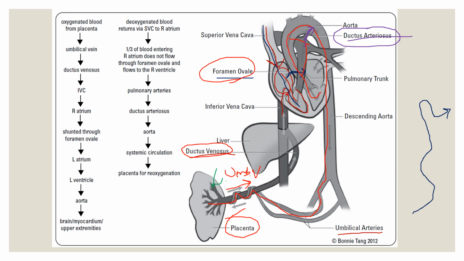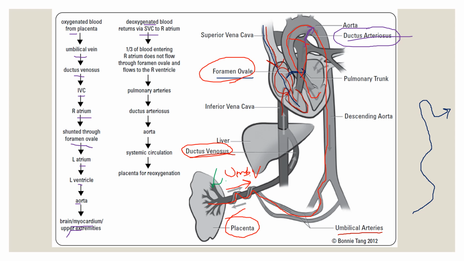So oxygenated blood from the placenta goes by the umbilical vein, is shunted into the IVC by the ductus venosus, and goes to the right atrium. The majority of the oxygenated blood, through the foramen ovale, reaches the left atrium, then the left ventricle and the aorta. So this oxygenated blood is mainly taken to the brain, myocardium and other upper extremities. Now the deoxygenated blood returns via the SVC to the right atrium.